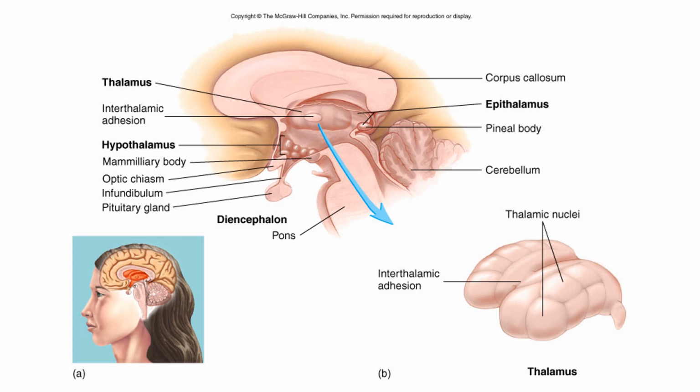So you also have the hypothalamus, the mammillary body, the optic chiasm. You have the infundibulum here, which holds your pituitary gland. And then you have your diencephalon at the middle. And then you have your corpus callosum. You have the epithalamus at the back, and then below you have the pineal body, and then at the back is the cerebellum. So if you remove the thalamus from its place, it would look like this. It has thalamic nuclei and interthalamic adhesion.